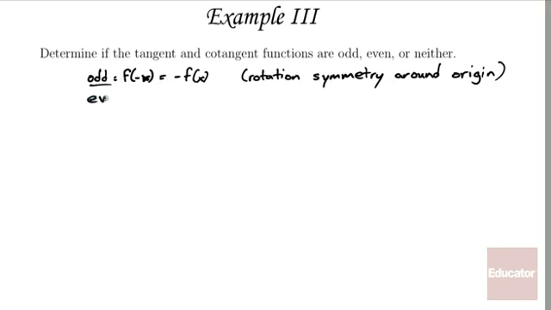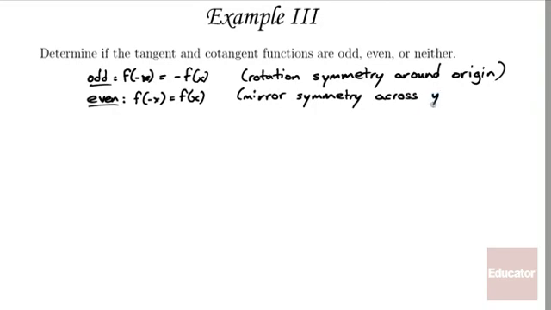An even function satisfies f of negative x is just equal to f of x with no negative sign, and that has mirror symmetry across the y-axis. So those are the two definitions we want to check here. Let's try that out for tangent and cotangent.